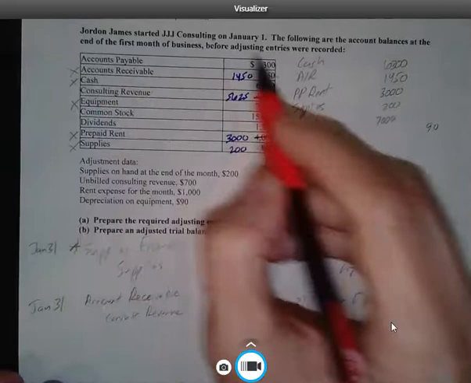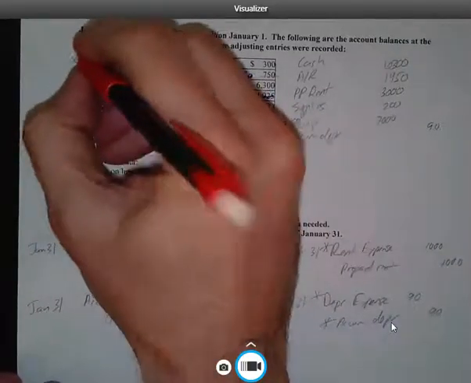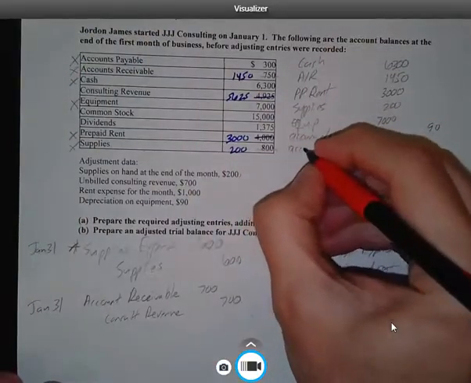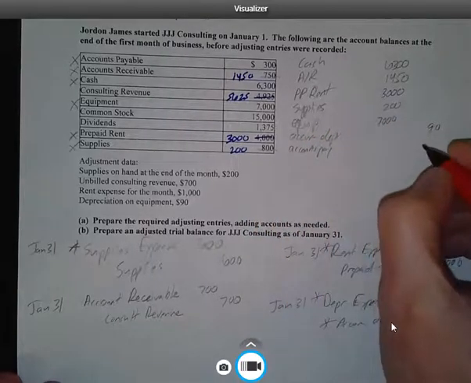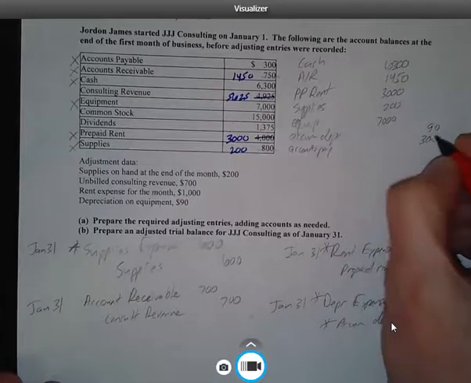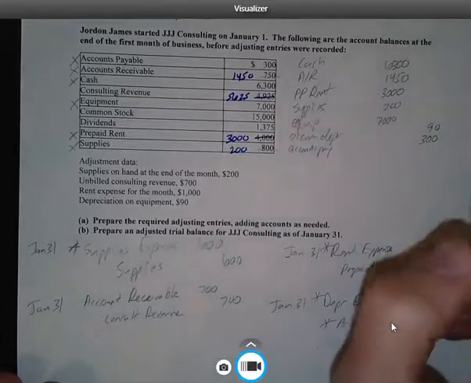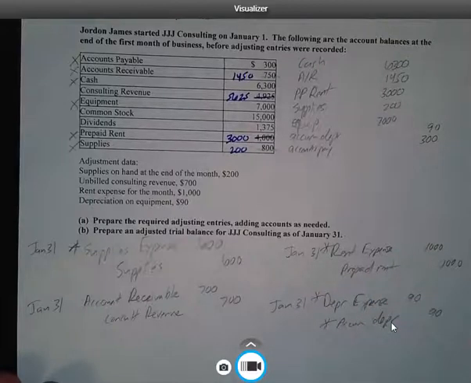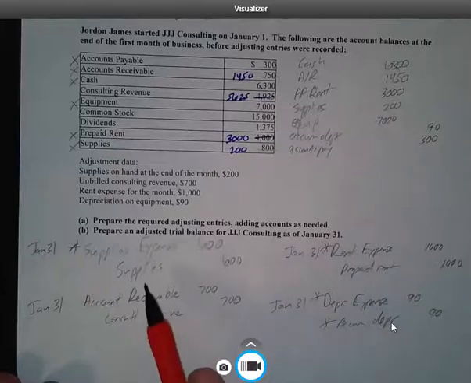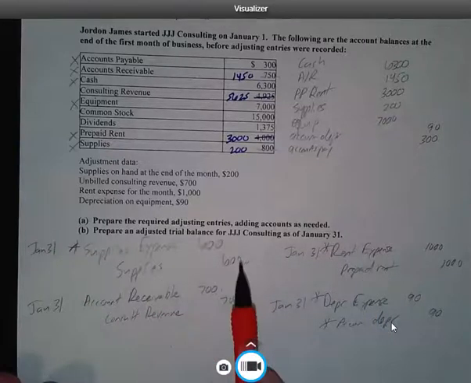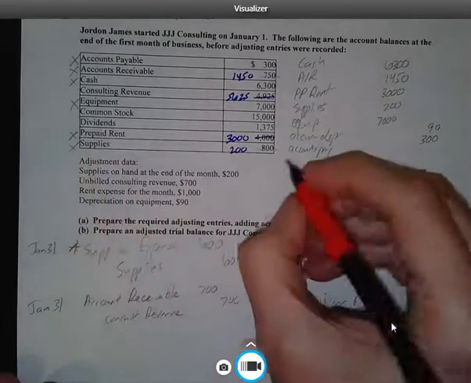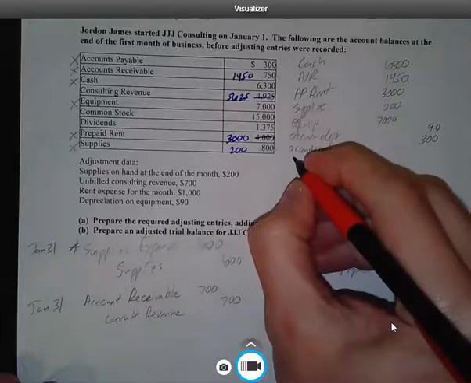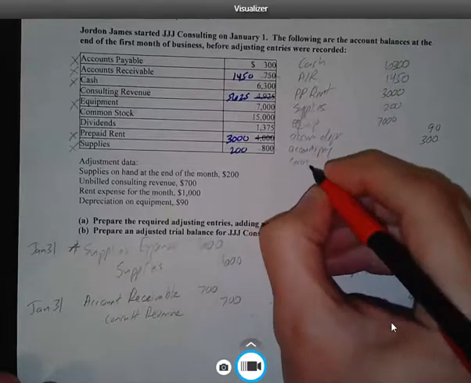Now we've got accounts payable. We didn't do anything with accounts payable. And that was $300, and I'm putting it to the right because it has a credit balance. Okay, let's see, we did prepaid rent, we've got supplies, just double checking everything. Okay, so now what we want to do is go and get our equity accounts next, because we're moving through the balance sheet.